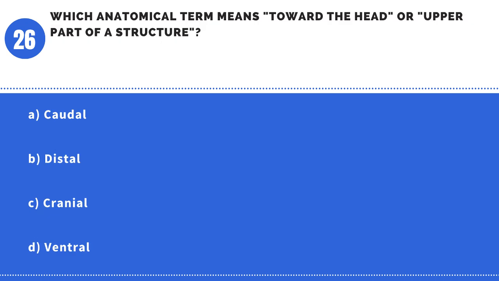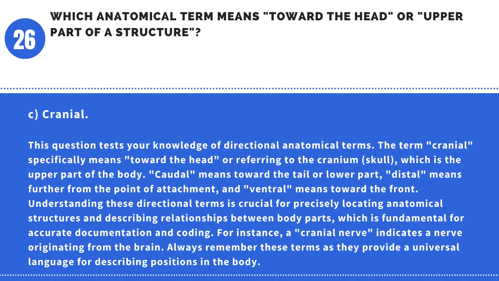Question 26. Which anatomical term means toward the head or upper part of a structure? A. Caudal. B. Distal. C. Cranial. D. Ventral. Answer C. Cranial. This question tests your knowledge of directional anatomical terms.